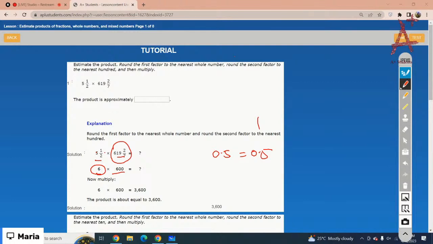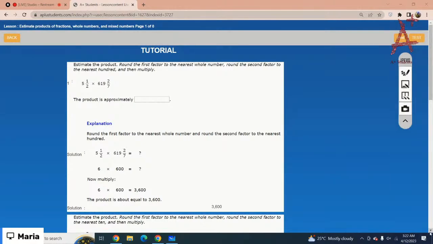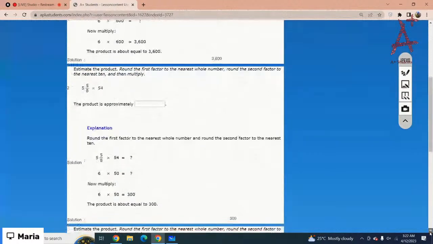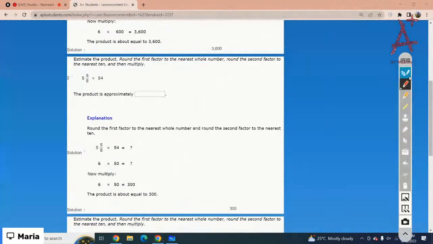Okay, just look at the other example. Here you have 5 whole 5 over 8 and 54. First of all, you have to round it to the nearest 10. So 54 is rounded to 60 or 70. Sorry, 50 or 60. It would be rounded to 50. Got it? Because it is less than 55, so it would be rounded to 50.